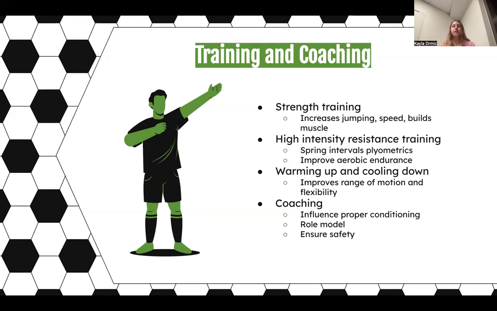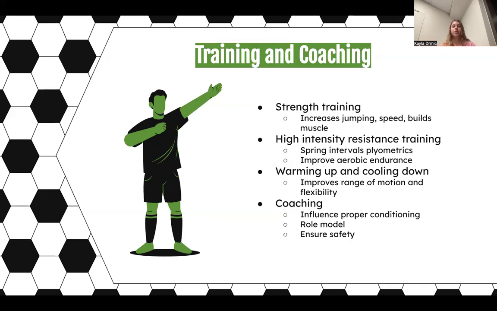Stretching is necessary to prepare the muscles for exercise, improve range of motion, and increase flexibility. Proper diet is crucial for energy and muscular recovery. Water intake is necessary for oxygen flow throughout the body and transporting nutrients.